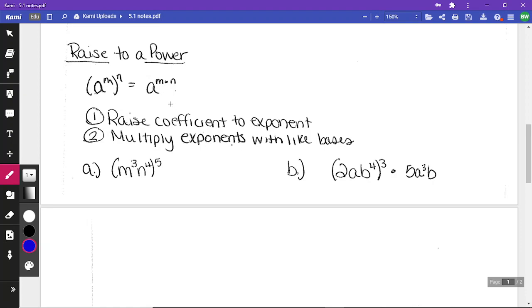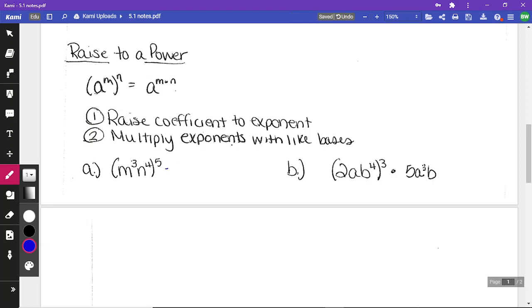So when we have an expression that has a coefficient with it, or a term with a coefficient, we use these two steps. Raise the coefficient to that exponent, and also multiply exponents with like bases. So let's look at that when we end up multiplying those exponents, what that looks like.